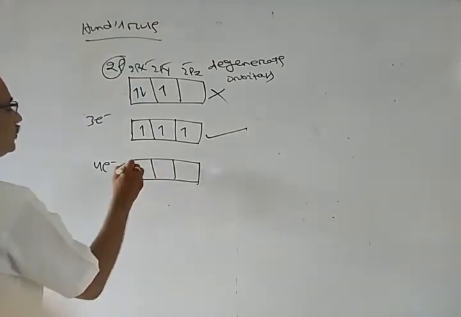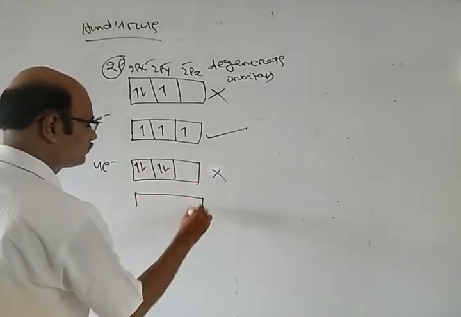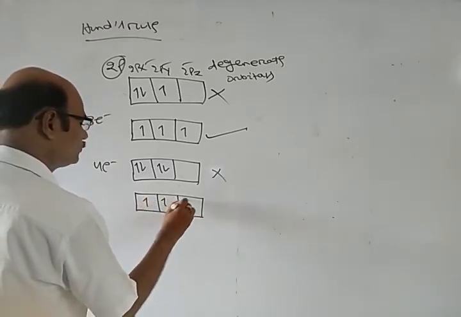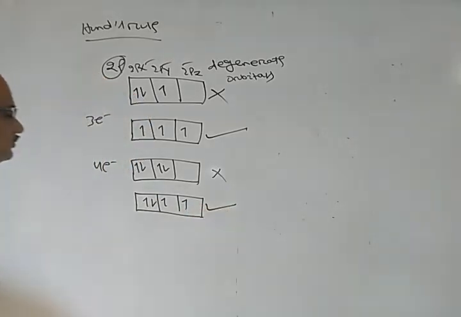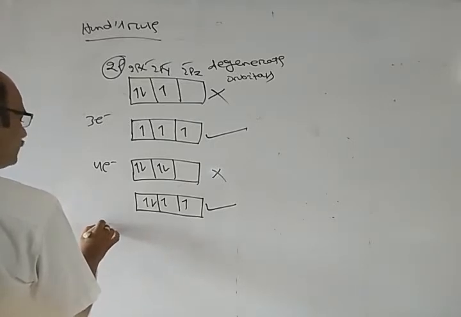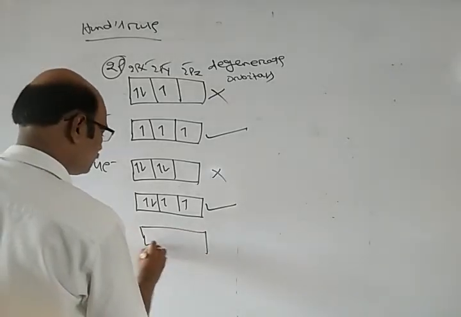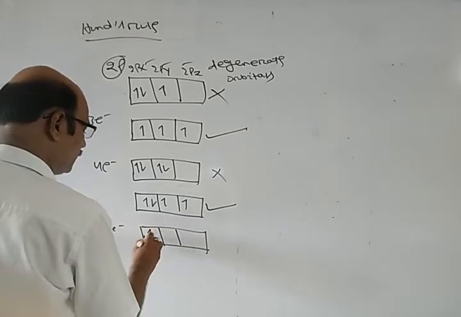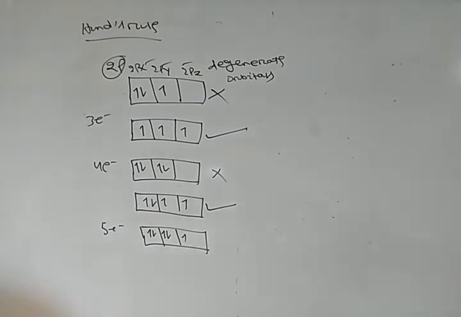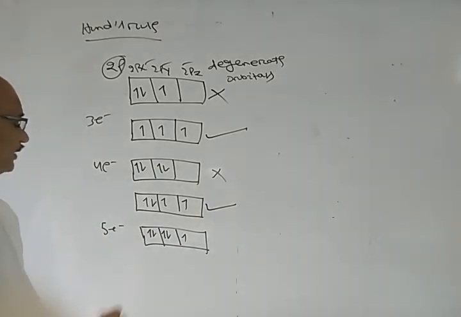Okay. So 1, 2, 3, 4 is wrong. One, 2, 3, 4. Right. Okay. I have 5 electrons. One, 2, 3, 4, 5. Okay. Let me see. First give 1, 1, 1. Okay. Or then 2, 2. Okay.